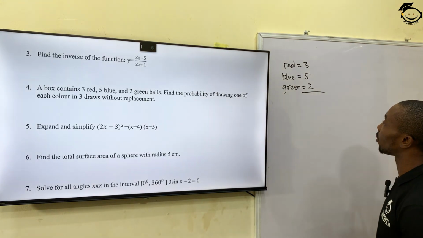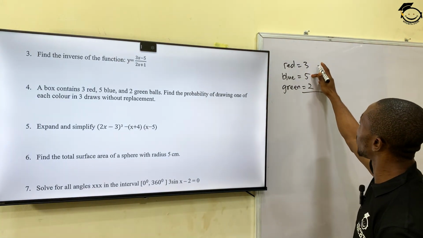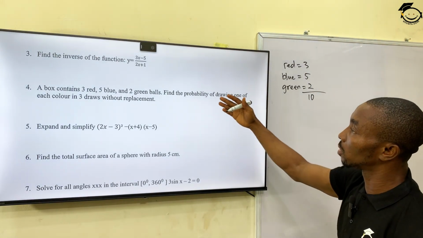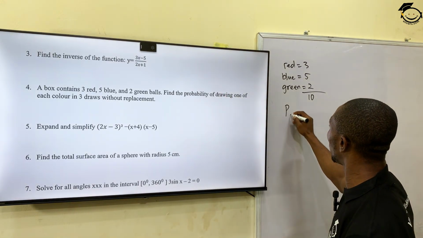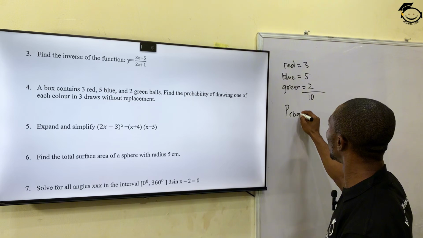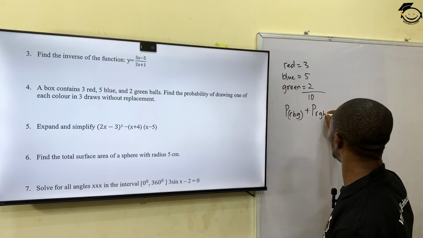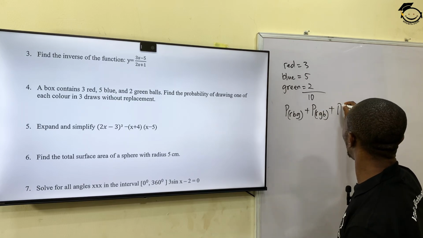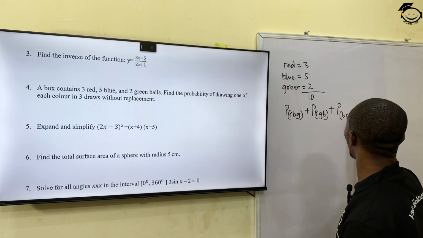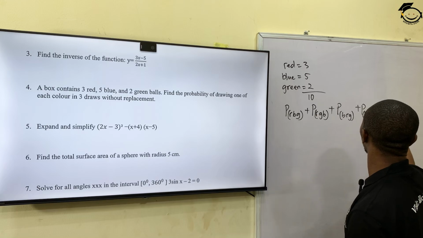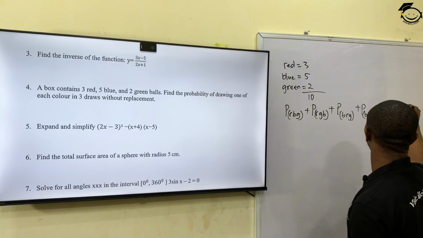Now, the total number of balls in the bag is 5 plus 3, 8 plus 2, 10. So we have a total number of 10 balls. Now, for us to get the probability of this, we are looking at the probability of red, blue, green, plus the probability of red, green, blue, plus the probability of blue, red, green, plus the probability of blue, green, red, plus the probability of green, red, blue, and plus the probability of green, blue, red.